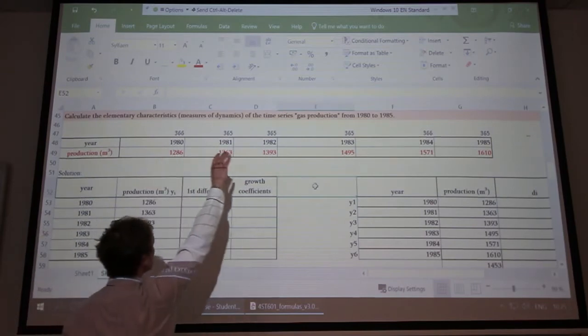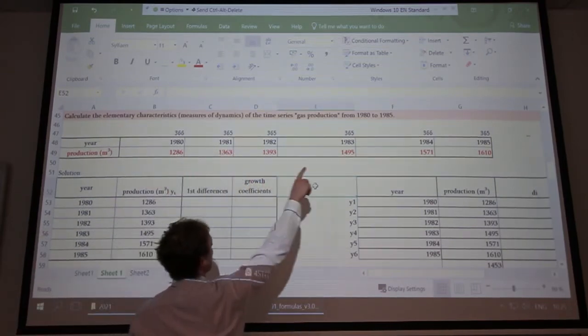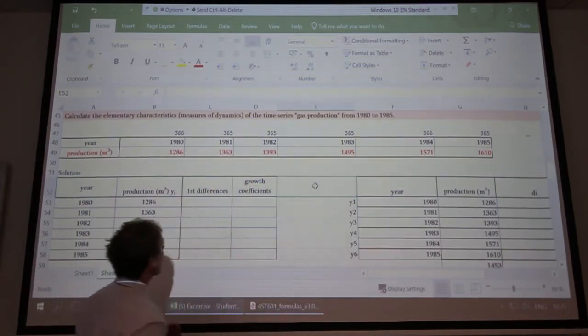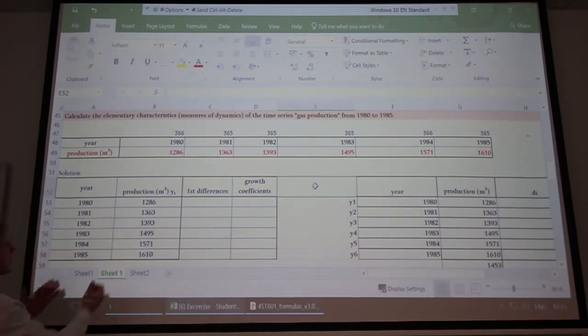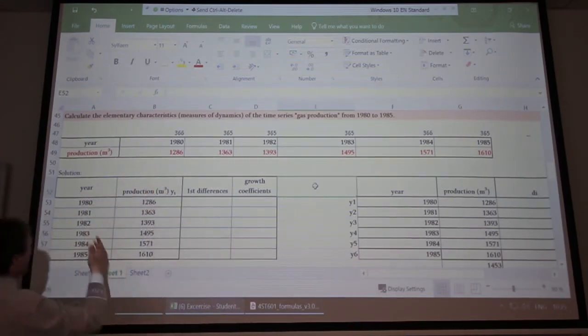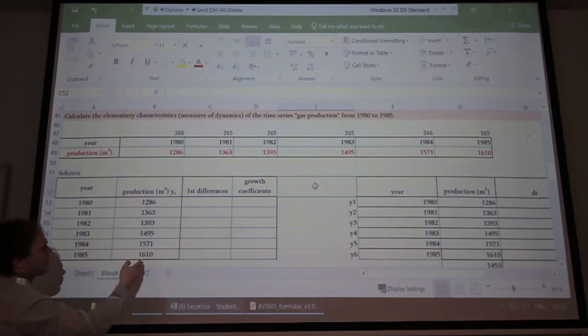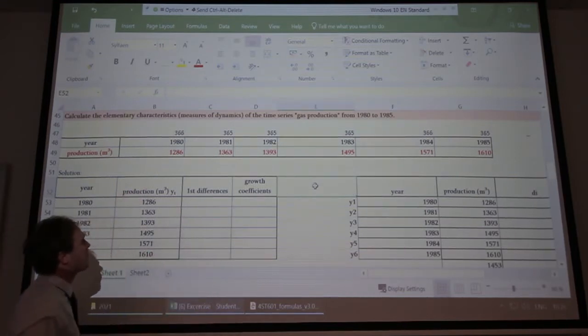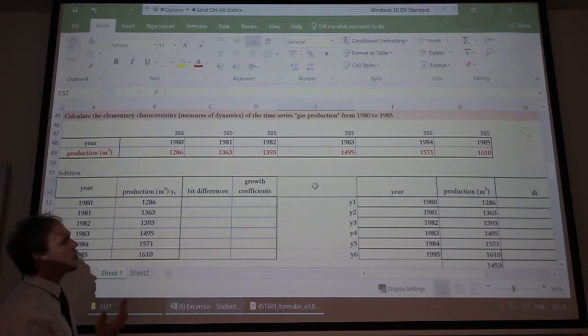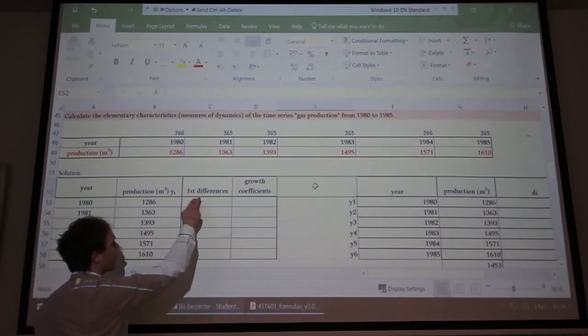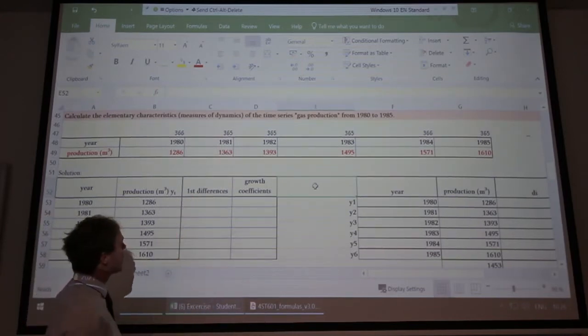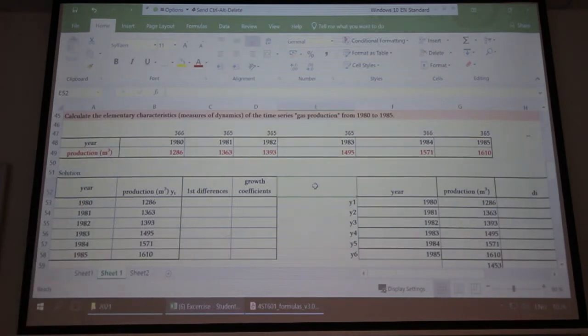The data was in a line, so I transformed this data set to a column, because it's better for our calculation. So there you have the production, and you will calculate the simple first differences and the simple growth coefficients. According to the formulas which I wrote on the whiteboard, we must start here with the calculation.